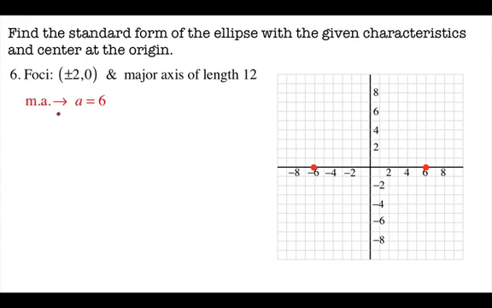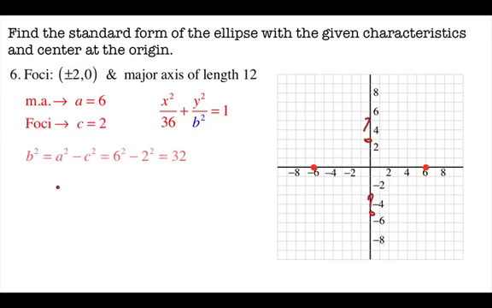my A. The fact that the major axis is 12, I know that A is equal to 6. From here, I also know my C, which I'm going to use in just a second. But basically, I'm looking for my B. So I want to know how far we need to travel to come up with my co-vertices.